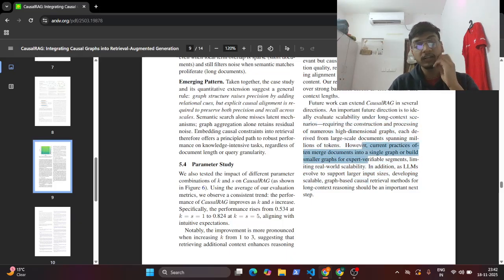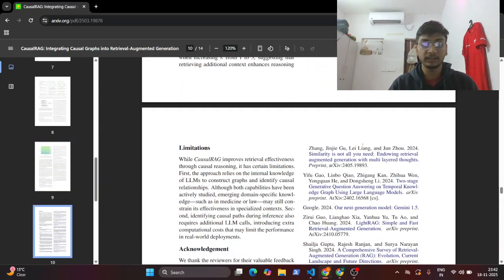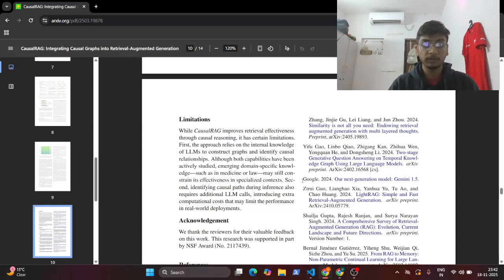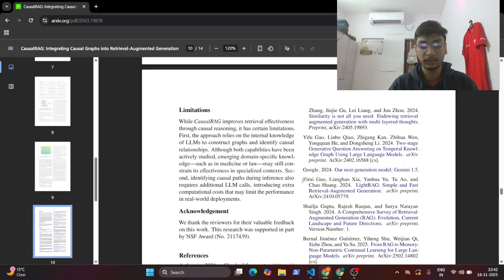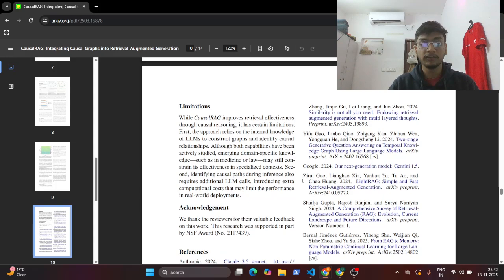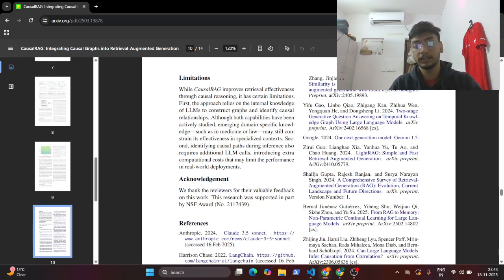Finally, the paper addressed a minor section on limitations. While highly effective, the framework's performance is inherently limited by the initial causal extraction quality, which is dependent on the robustness of the underlying algorithm.